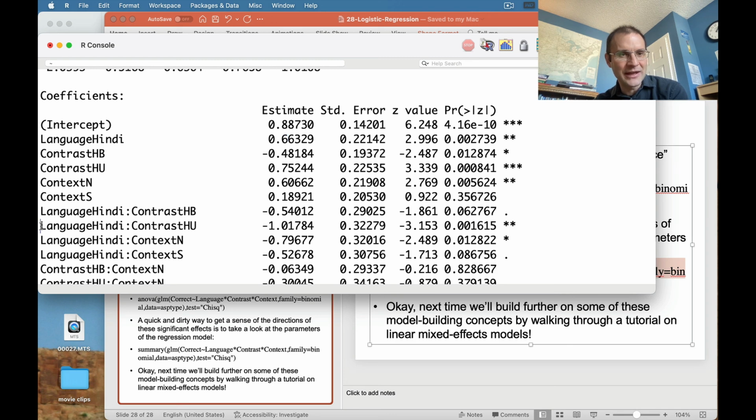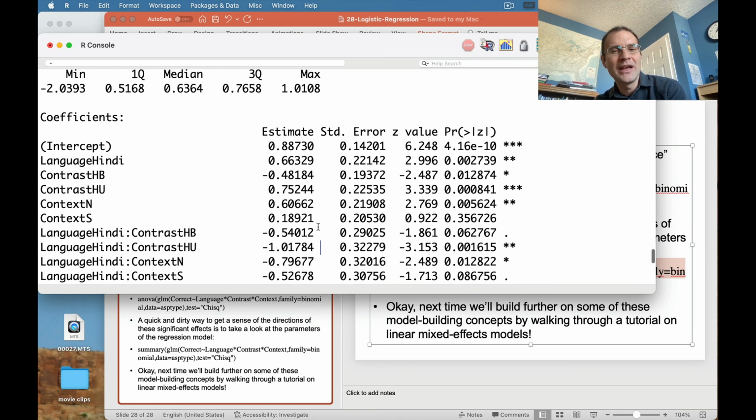And then to interpret this, we're adding on the language Hindi so that we get this boost to that. And then we're making a special sort of adjustment for the HU stimuli, which is this adjustment. So overall, it looks like people do better with the HU contrast, but for the Hindi speakers and the HU contrast, they're doing worse for some reason. So that's the nature of the interaction there. So basically, I don't want to dwell on this too much, but it takes a little while. You kind of have to step through what all these things mean. But that's how an analysis of deviance would work.